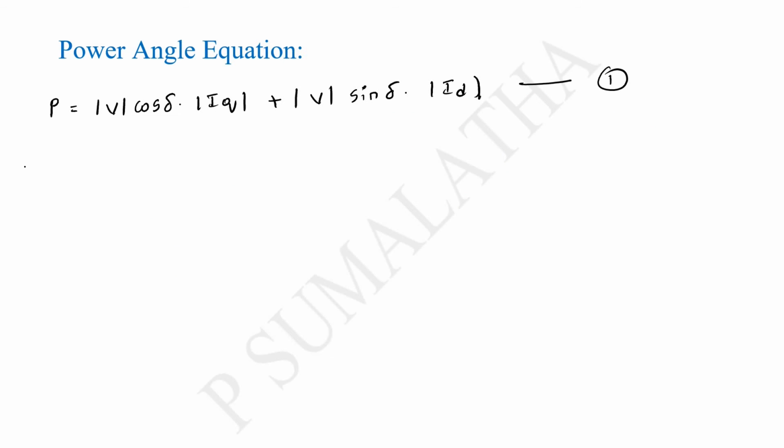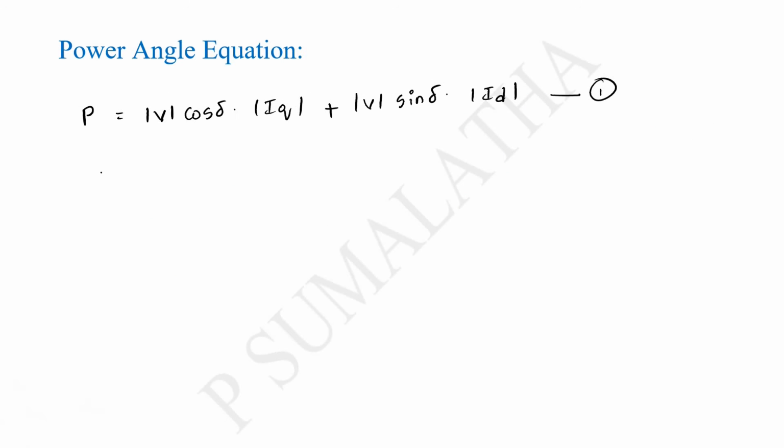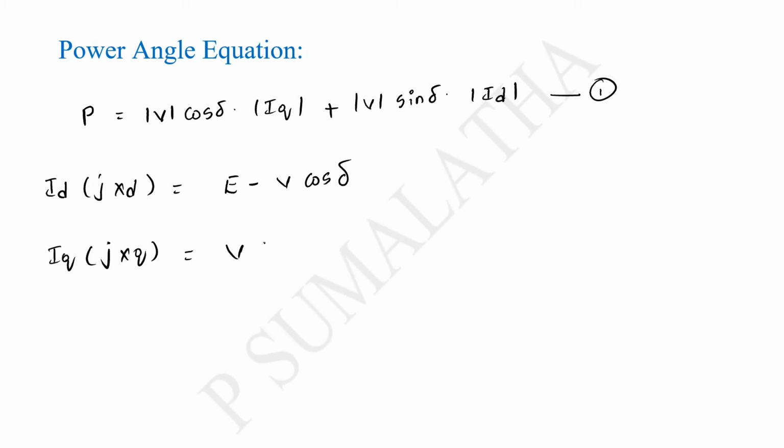Now let us write the equation for both the currents. From the phasor diagram, we got ID into jXD drop is equal to E minus V cos del, and IQ into XQ value is equal to V sin del.